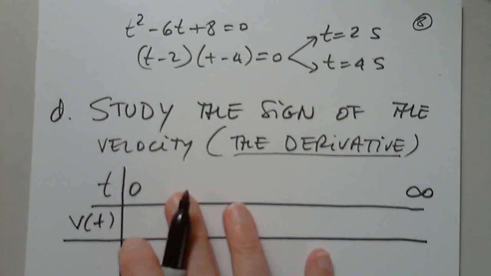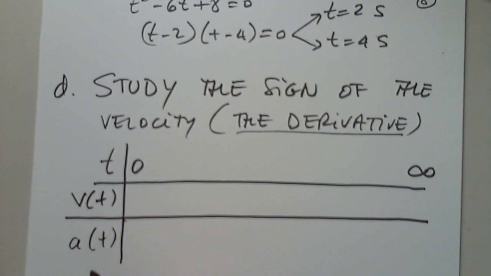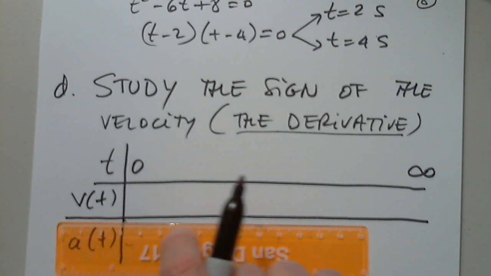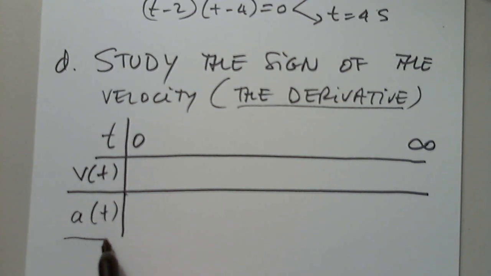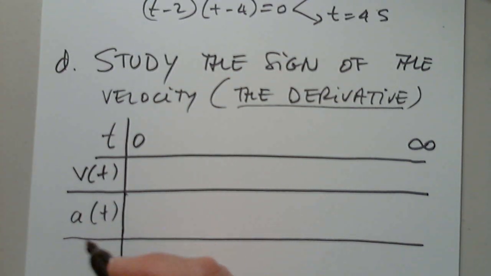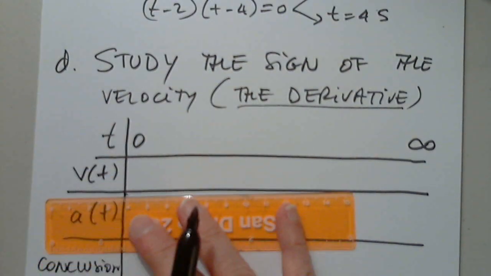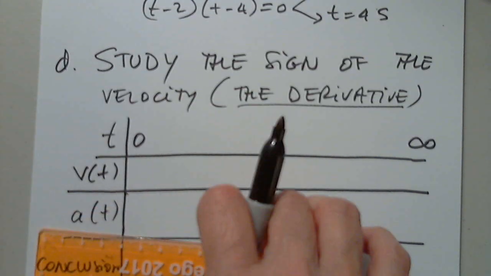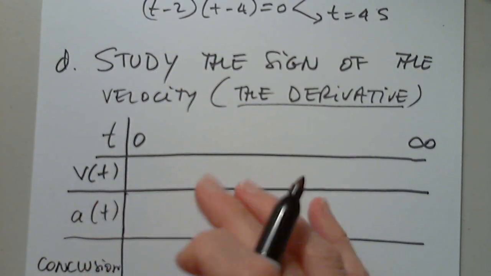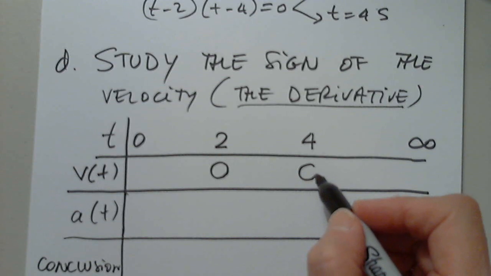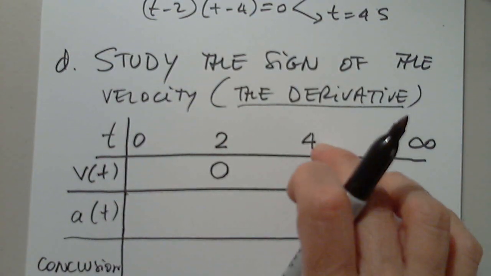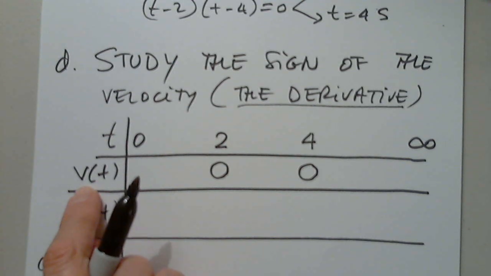I know I'm anticipating, don't even look at this one, but please have enough room, don't write it if you don't want to, but have enough room under your velocity for the acceleration. We're going to come back to it, and also allow one more row. So we have not discussed these two, but please allow some room and we'll come back to those. I already know that at time 2 seconds and time 4 seconds, the velocity is 0.